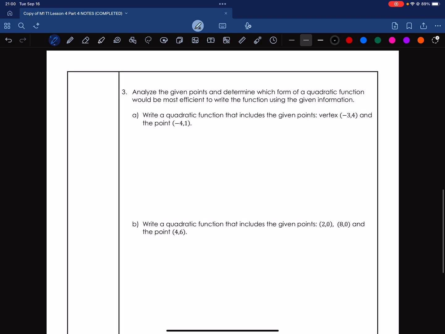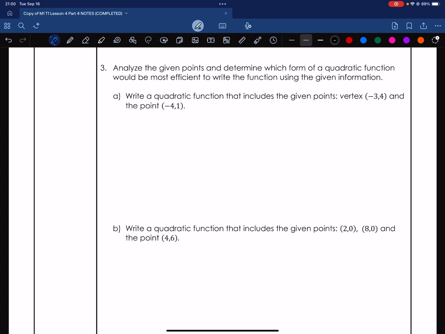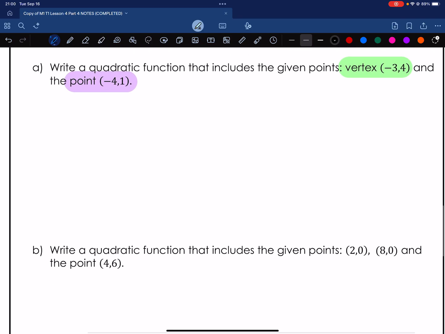Okay, so this one I'm going to go a little bit quicker. It says analyze the given points and determine which form of a quadratic function would be most efficient to write using the given information. So this one says that it's including a vertex and a random point. So when it's including the vertex, we're going to use vertex form. So vertex form is y equals a times x minus h squared plus k. So when you're given the vertex, you're given your h, you're given your k, and then your random point is x comma y. So you just plug it in.